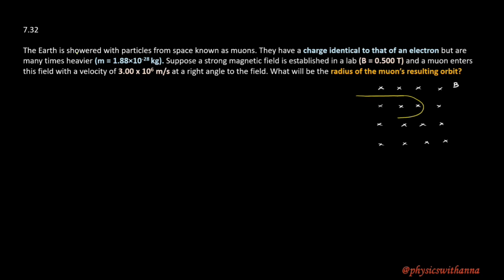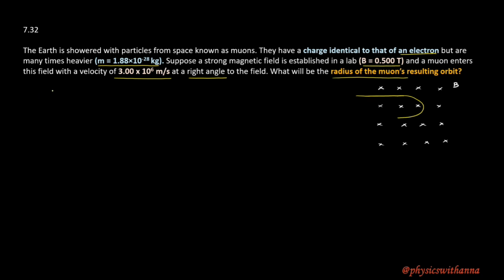So here the question says, the Earth is showered with particles from space known as muons. They have a charge identical to that of an electron, but are many times heavier, with mass m equals 1.88 times 10 to the power negative 28 kilogram. Suppose a strong magnetic field is established in a lab with B equals 0.5 Tesla, and a muon enters this field with a velocity of 3 times 10 to the power 6 meter per second at right angle to the field. What will be the radius of the muon's resulting orbit?